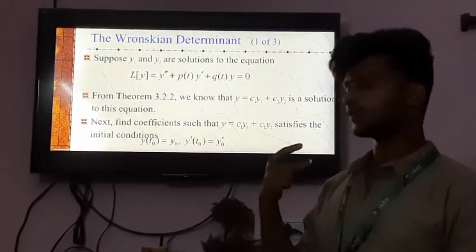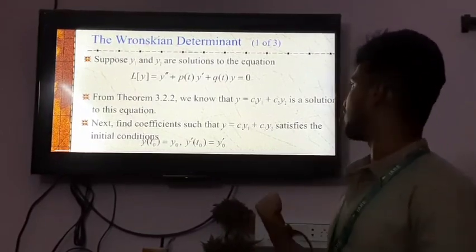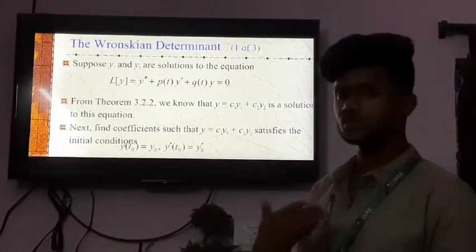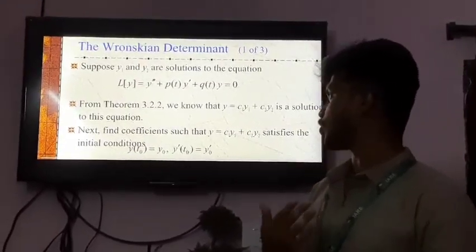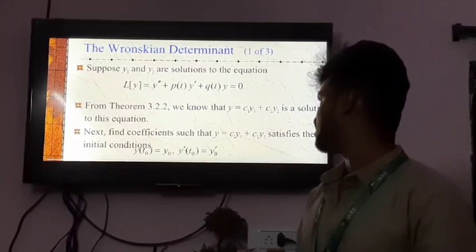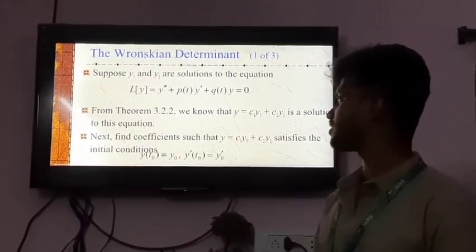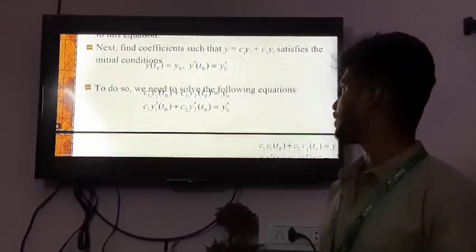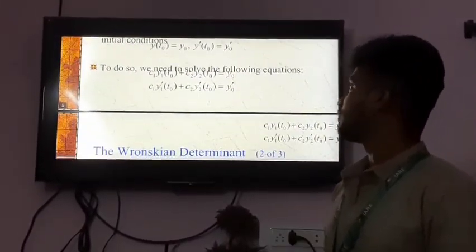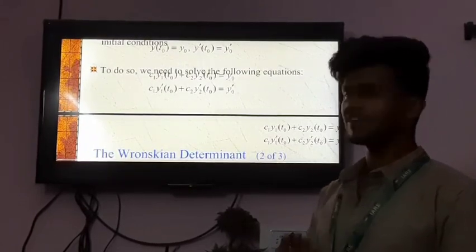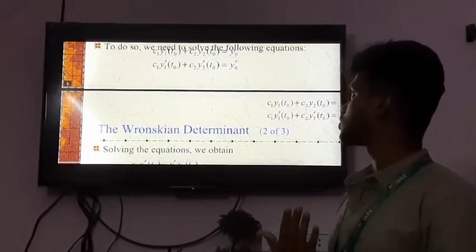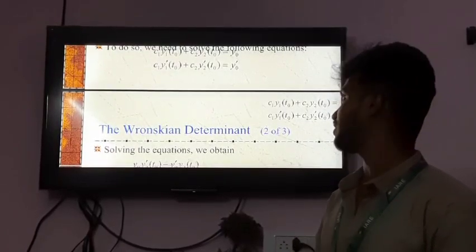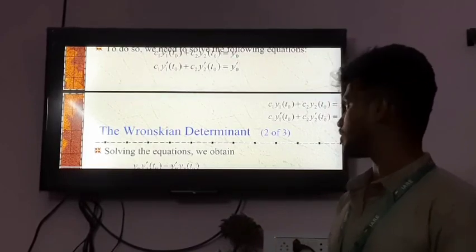Then according to the theorem we discussed, we know that y equals c1 y1 plus c2 y2 is a solution to this equation. Next, find the coefficients such that y equals c1 y1 plus c2 y2 satisfies the initial conditions y of t naught equals y naught and y dash of t naught equals y dash naught. To do so, we need to solve the following equations: c1 y1 of t naught plus c2 y2 of t naught equals y naught, and c1 y1 dash of t naught plus c2 y2 dash of t naught equals y dash naught.